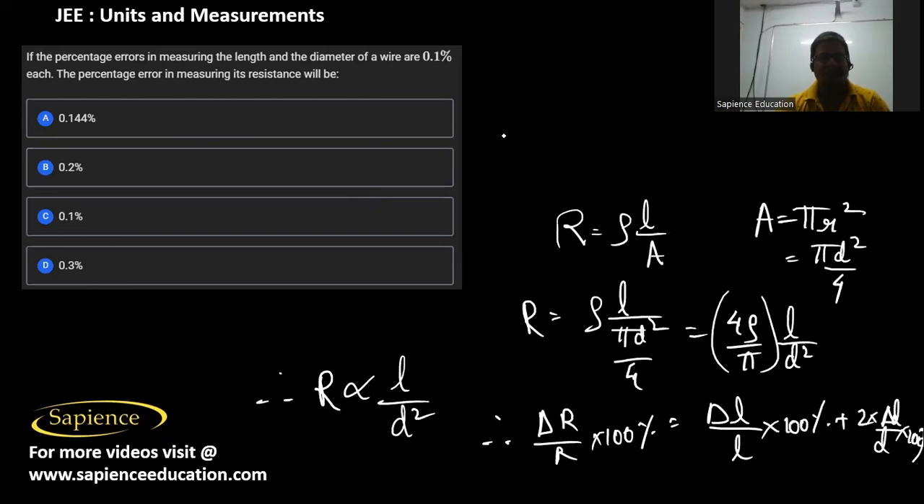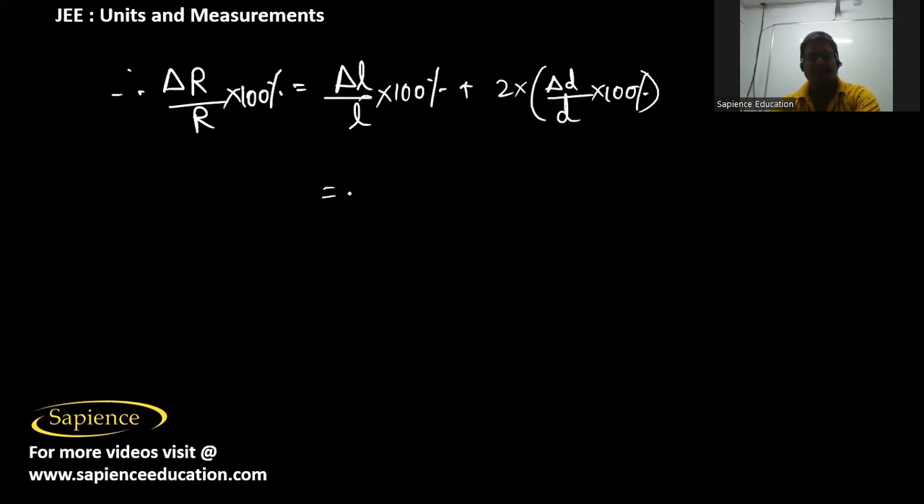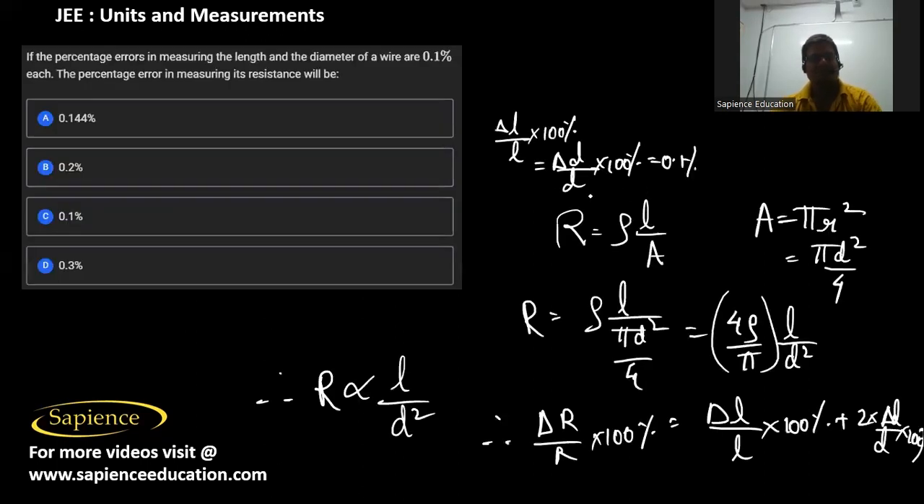Now here it is told that the percentage error in measuring the length, delta L by L into 100, is the same as the percentage error in measuring the diameter of the wire, which is equal to 0.1%. So this will be equal to 0.1 plus 2 into 0.1%, that is 0.2 plus 0.1, so 0.3%. So option D is the correct answer.